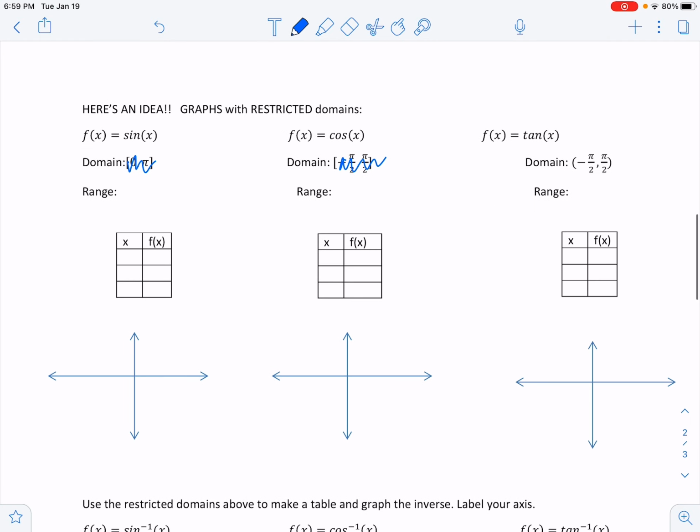So here's the idea. What we're going to do is restrict the domains. The sine function, I'm going to restrict the domain. This is a typo, so cross it out and fix it. It should go from negative pi over 2 to pi over 2. I just wrote a half, but I meant pi over 2. You listen, don't watch, okay? So it's negative pi over 2 to pi over 2.